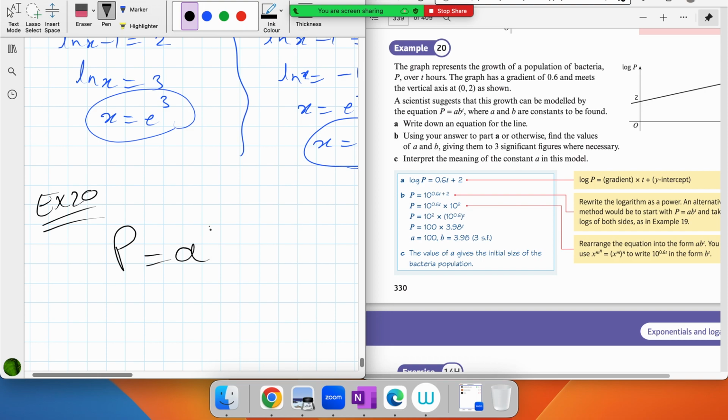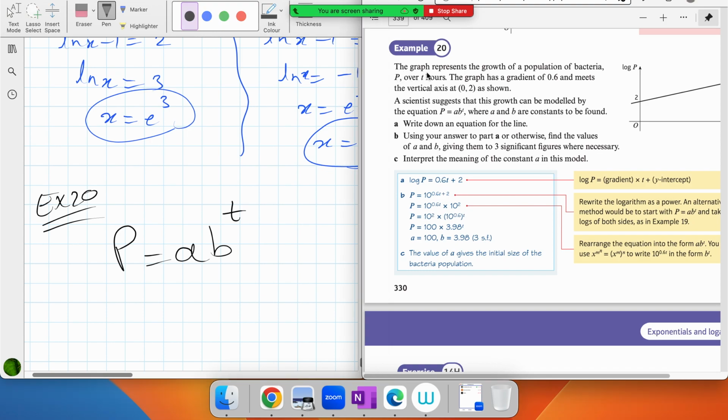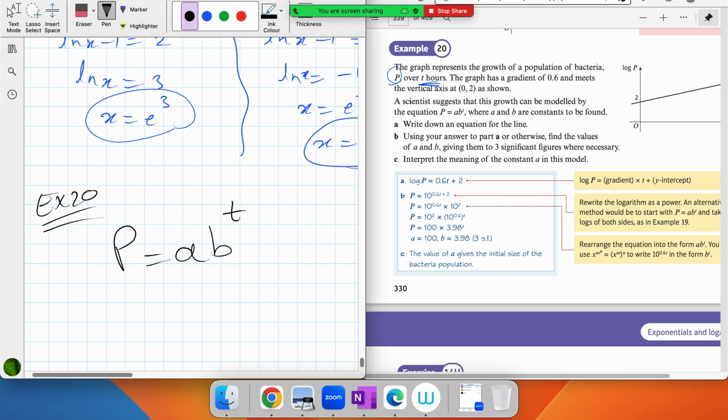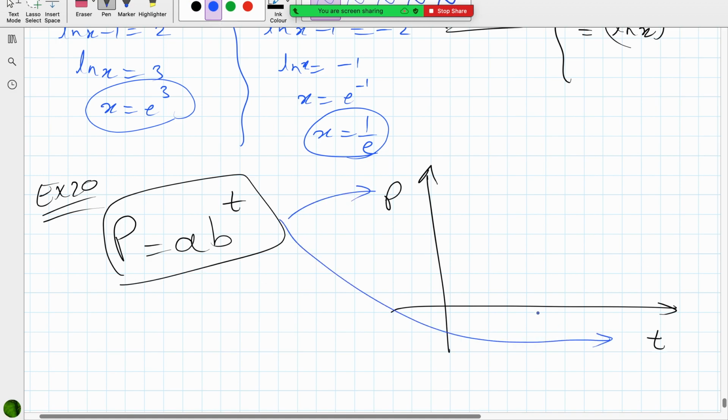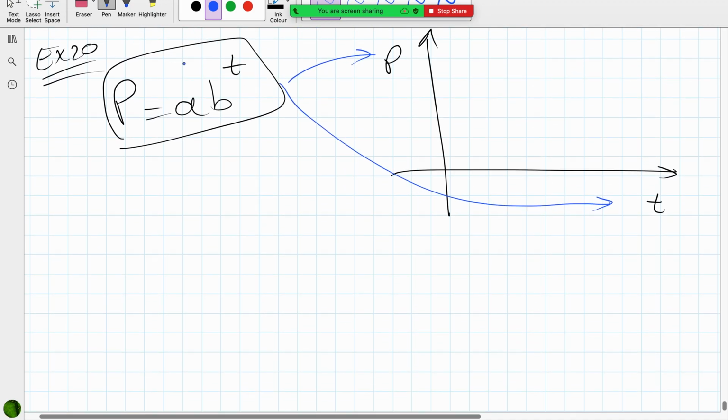P equals A B to the power T. And it says the graph represents the growth of the population of bacteria P over T hours. So P is on the y-axis and T is on the x-axis. So this is P and this is T. When you draw this equation using P and T, you will not get a straight line. But if you apply logarithms to this, this becomes log of P is equal to log of A B to the power T.